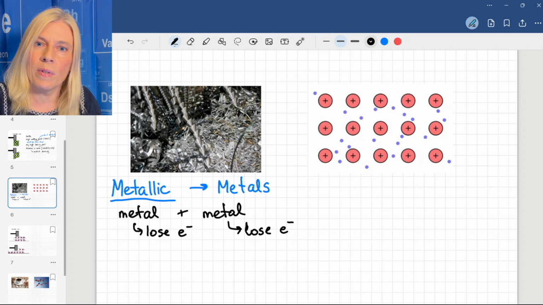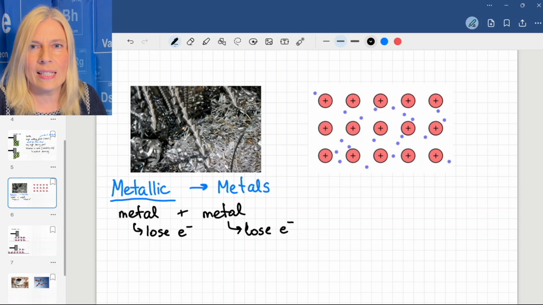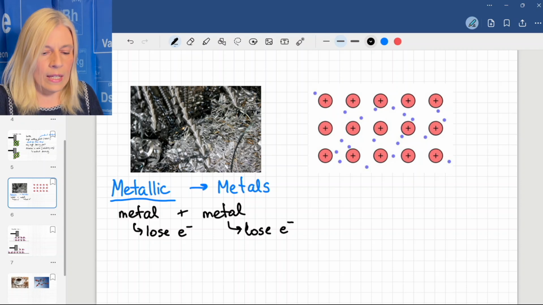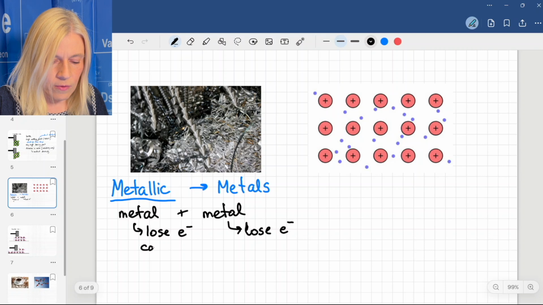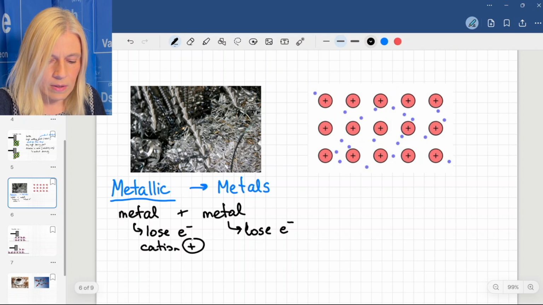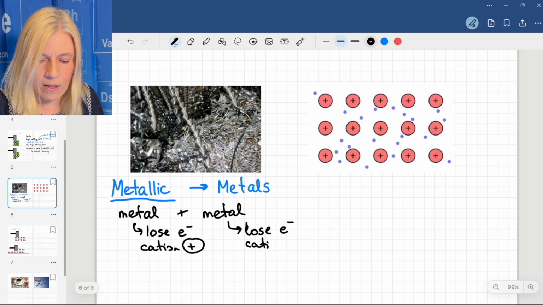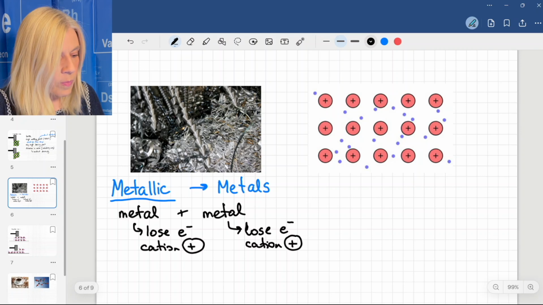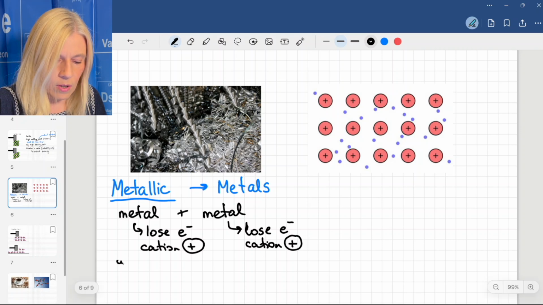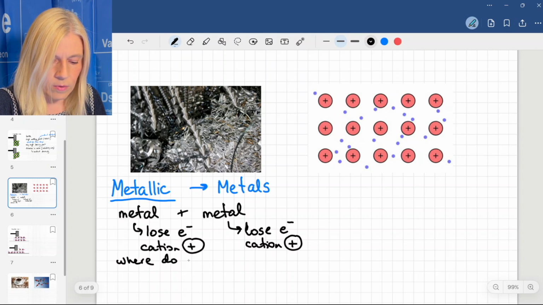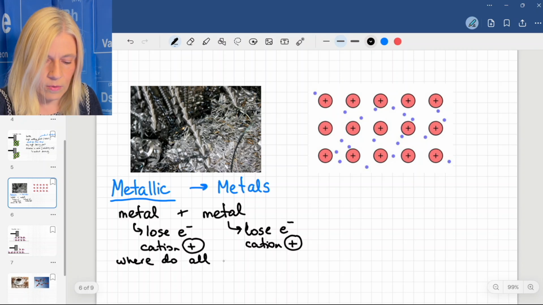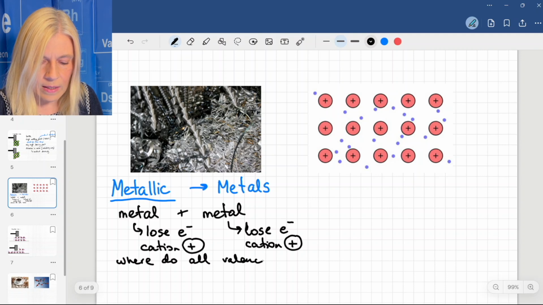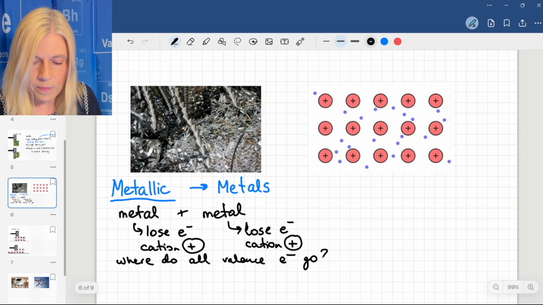Here, we have a different problem. We have both metals, and both would like to lose electrons. Why? Remember why? To have an octet filled, to be like a noble gas. So they would like to form a cation, and these guys would like to form a cation. But the problem is, where do all the valence electrons go?